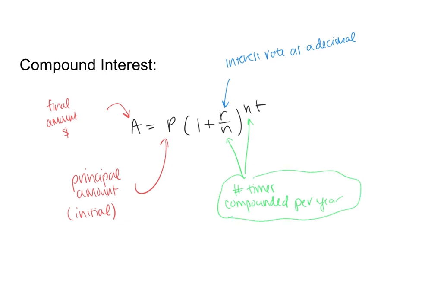So for instance, here's some examples. If your interest was looked at annually, n would be equal to 1 because that's one time a year. If it was semi-annually, n would be equal to 2 because it's looked at twice a year. If it's quarterly, n would be equal to 4 because that's 4 times a year. Monthly, n would be equal to 12 because there's 12 months in a year. Weekly, n would be equal to 52. And daily, n would be 365.